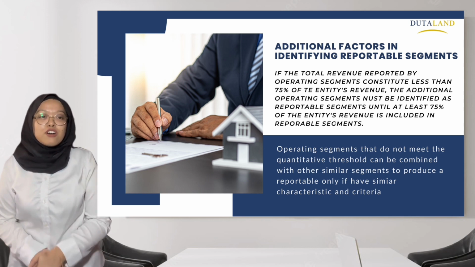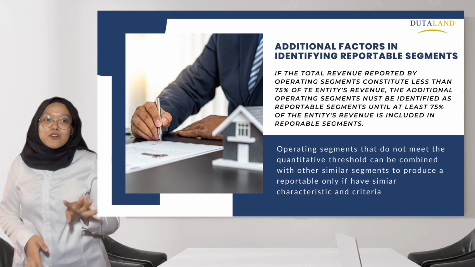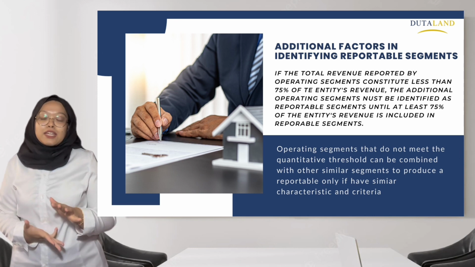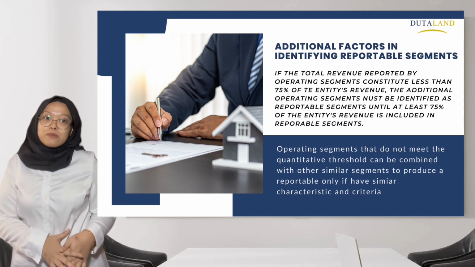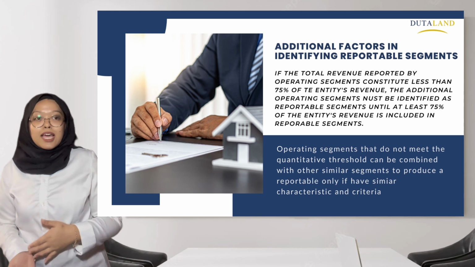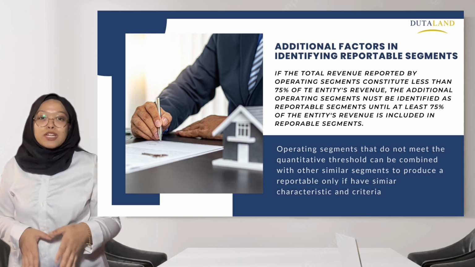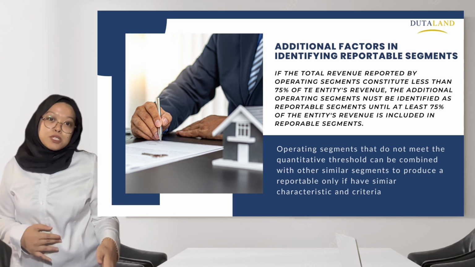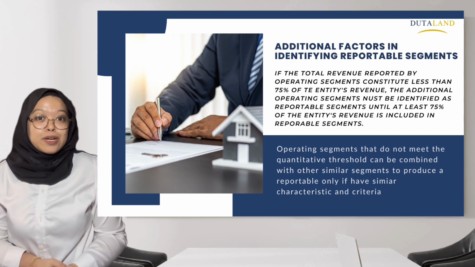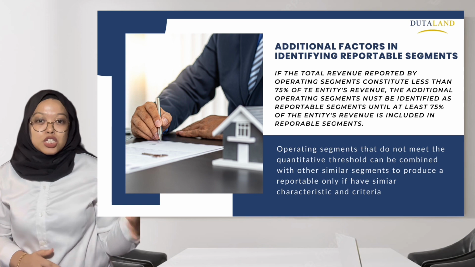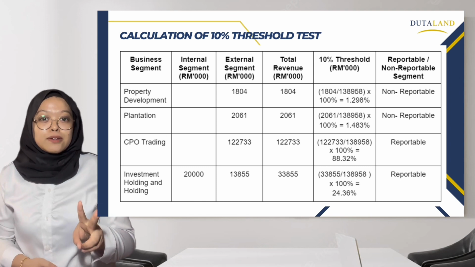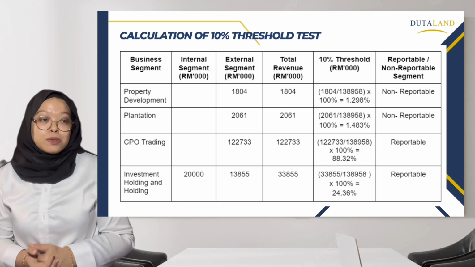For the calculation of the 10% threshold for DutaLand Berhad, there are 4 segments that need to be calculated, that is property development, plantation, CPO trading, and investment holding. My group and I chose the revenue method to calculate the 10% threshold. After we calculate using the formula, total of external and internal segment revenue divided by total revenue, we can conclude that only CPO trading and investment holding are reportable segments. In this slide, we can see that my group has calculated for property development, plantation, CPO trading, and investment holding. We can conclude that there are only 2 reportable segments, that is CPO trading and investment holding.